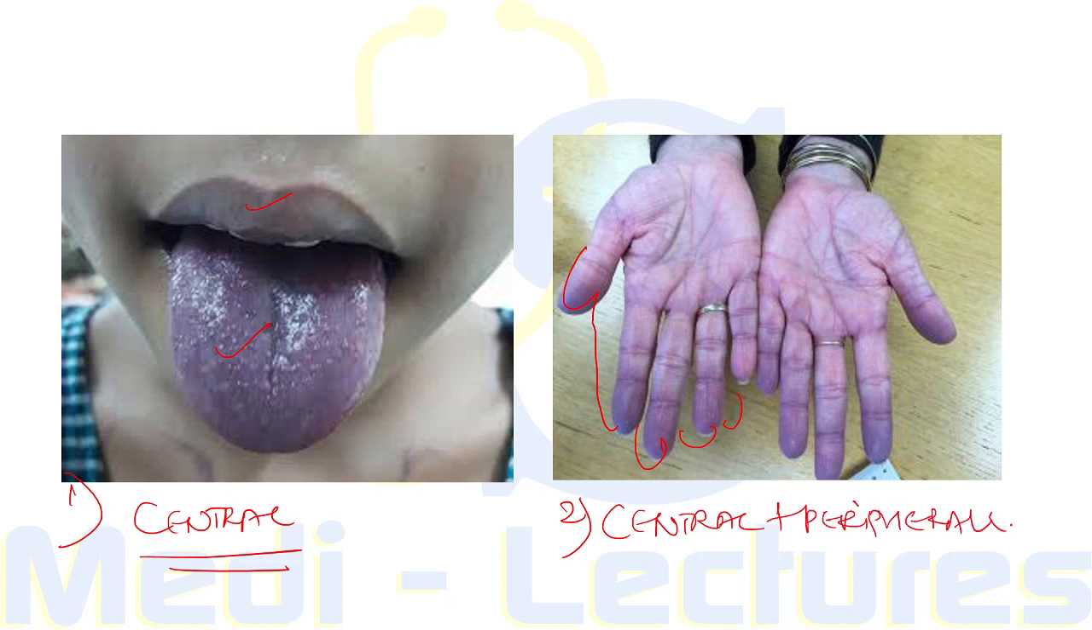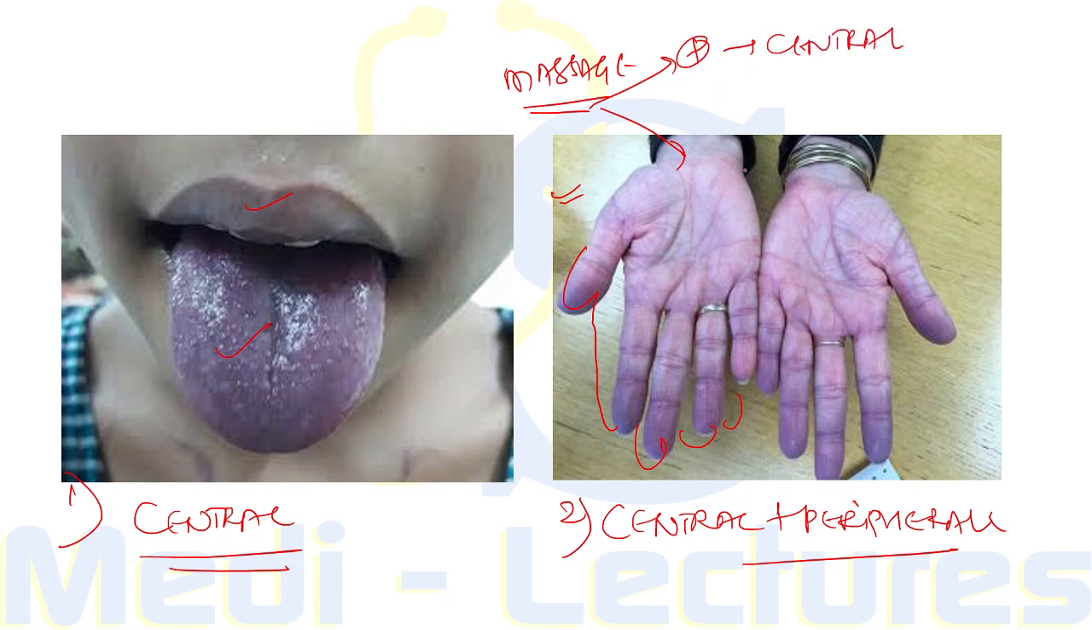Now a very important concept: if this patient is coming to you with bluish discoloration of these fingers, can we differentiate whether it is central or peripheral? Yes, we will massage the fingers of this patient. If the bluish discoloration is still present, then it will be central, and if after massaging the bluish discoloration goes away, this will be peripheral cyanosis.